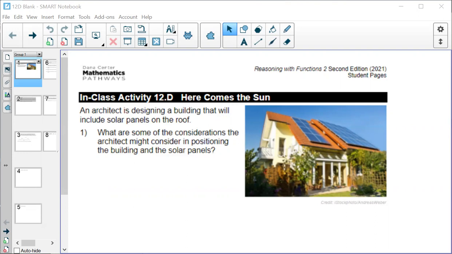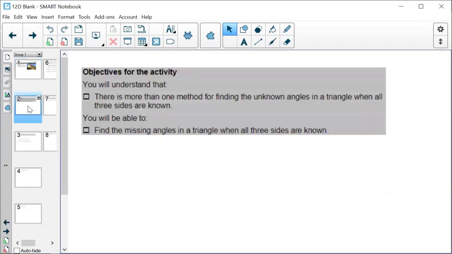Well, there's various answers that we could suppose here, but the architect will want to position the solar panels so that the panels capture as much sunlight as possible. The position will vary depending on the latitude of the location, the presence of nearby buildings, the slope of the roof, and so forth. So let's go to this next screen.